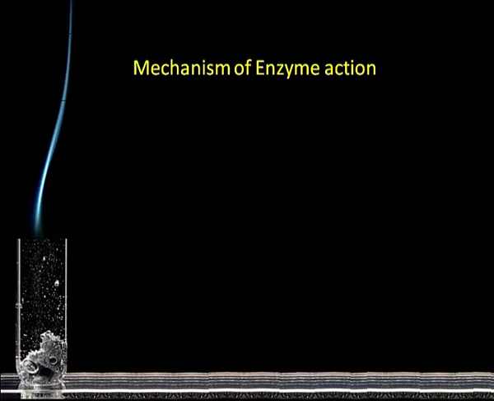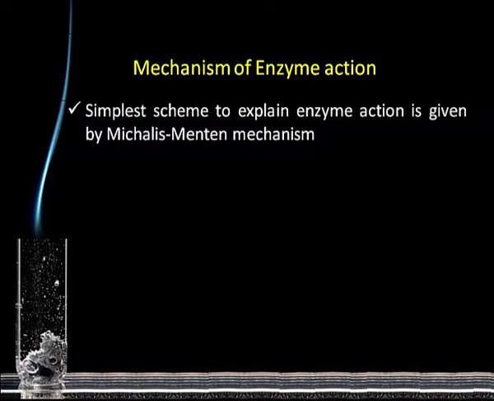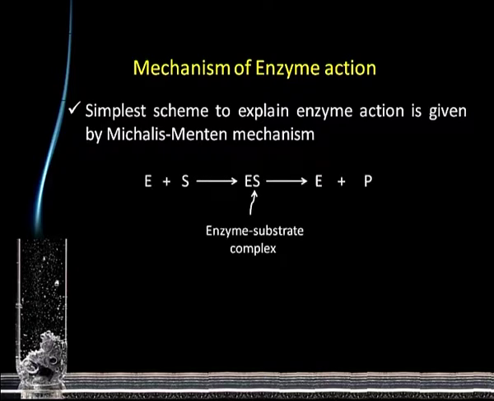Mechanism of enzyme action. The simplest scheme to explain enzyme action is given by the Michaelis-Menten mechanism. E plus S gives us ES, which then in turn gives us E plus P. What does this mean? E stands for enzyme, S stands for substrate, and ES stands for enzyme substrate complex, which then decomposes to give back the enzyme. It is free to take up another molecule and we get our product.